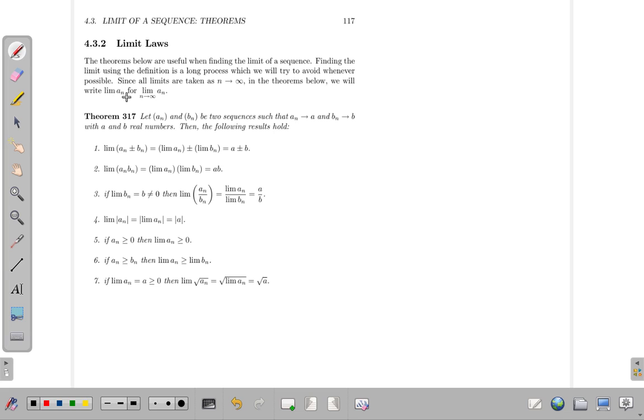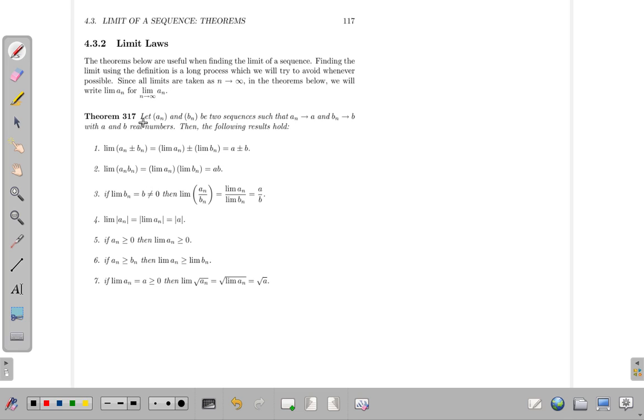lim an for the limit as n tends to infinity of an. So they're leaving off the n tends to infinity, which I guess means they didn't want to crowd the writing too much by continually writing n tends to infinity all the time.